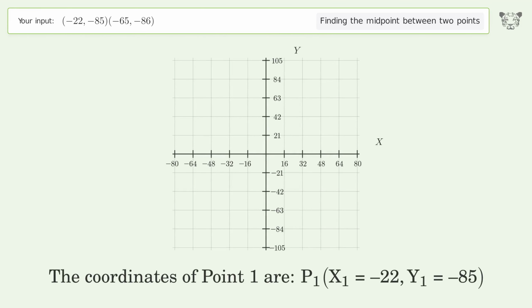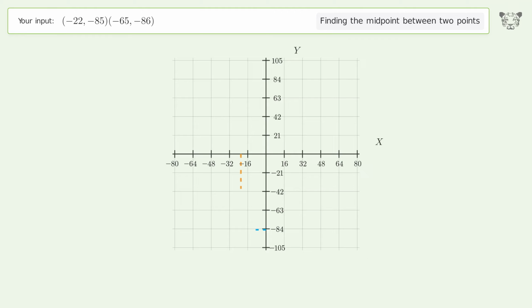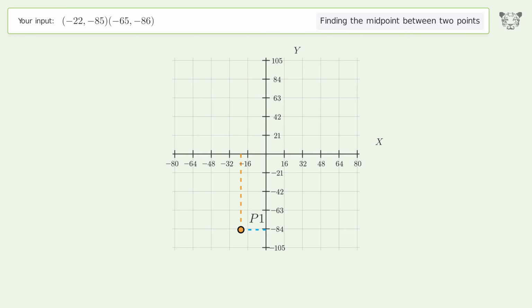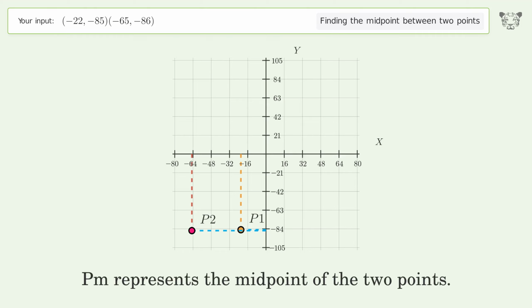The coordinates of point 1 are, x1 equals -22, y1 equals -85. The coordinates of point 2 are, x2 equals -65, y2 equals -86. PM represents the midpoint of the 2 points.